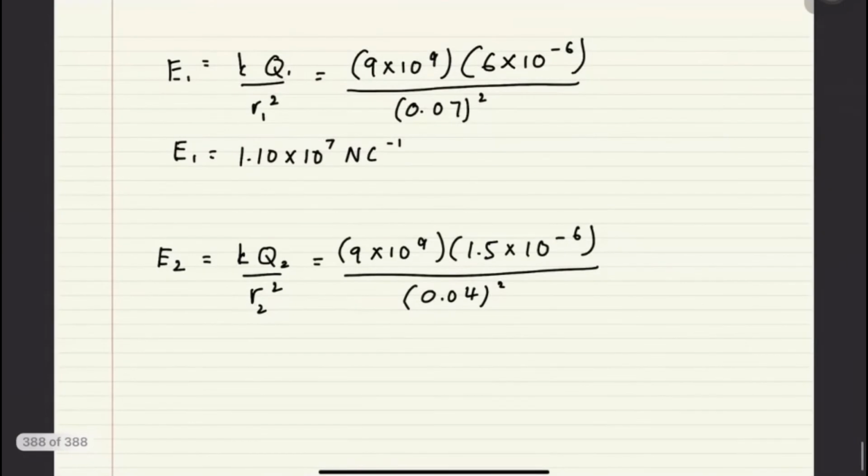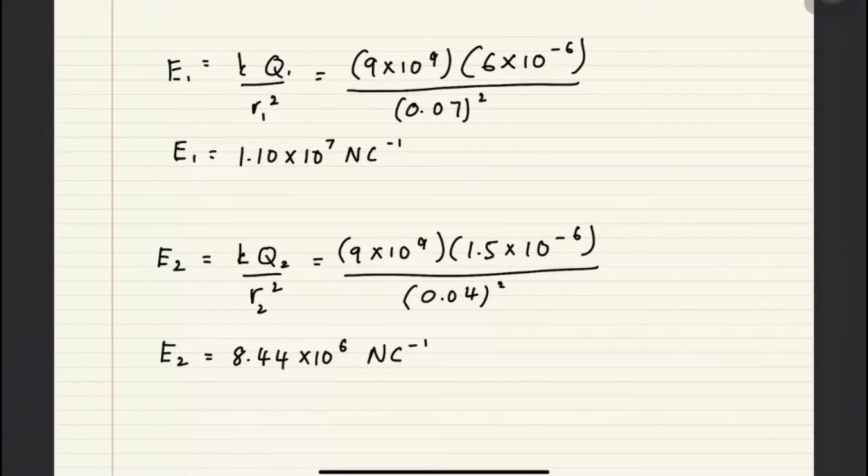The second one, you got 8.44 times 10 to the power of 6 Newton per coulomb. Dapat tak? Sama sir. Okay, very good.